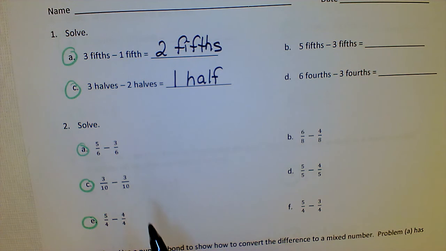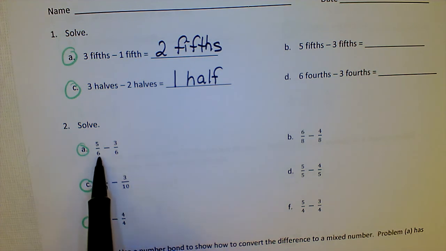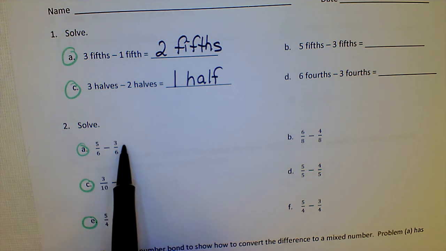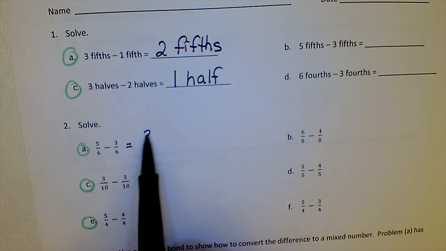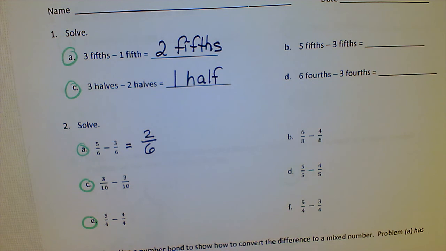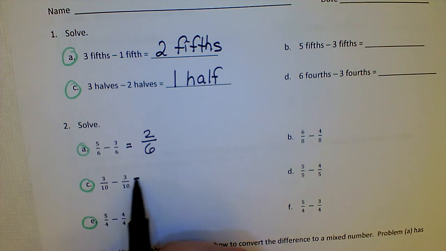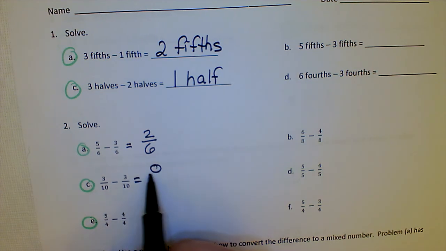Okay, so let's have fun. Let's do these. They're going to be super easy. So I have 5 sixths minus 3 sixths. So 5 of those size pieces minus 3 pieces is equal to 2 pieces, or 2 sixths, since the size of the pieces is 6. The label or the name is 6. Let's go for this one. 3 tenths minus 3 tenths. Oh, 3 minus 3, guys. 3 minus 3 is 0 tenths.